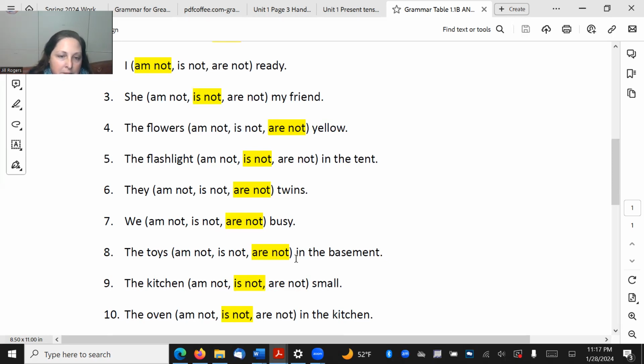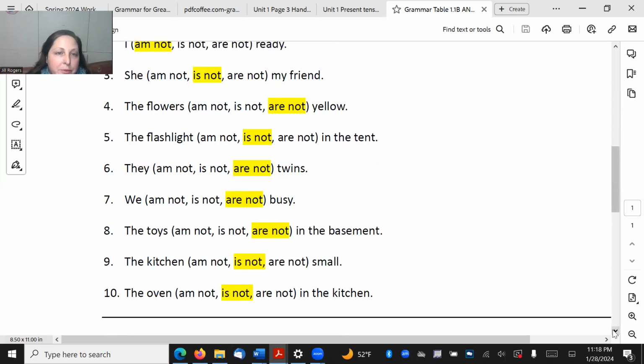The toys are not. Kitchen, it's singular. It's a thing, so you could think of it as being replaced by it. It is not. It's singular. It means is, a singular form of the verb. And the oven is not in the kitchen. The same thing here. Oven is singular, so it takes is, the singular verb. The oven is not in the kitchen.